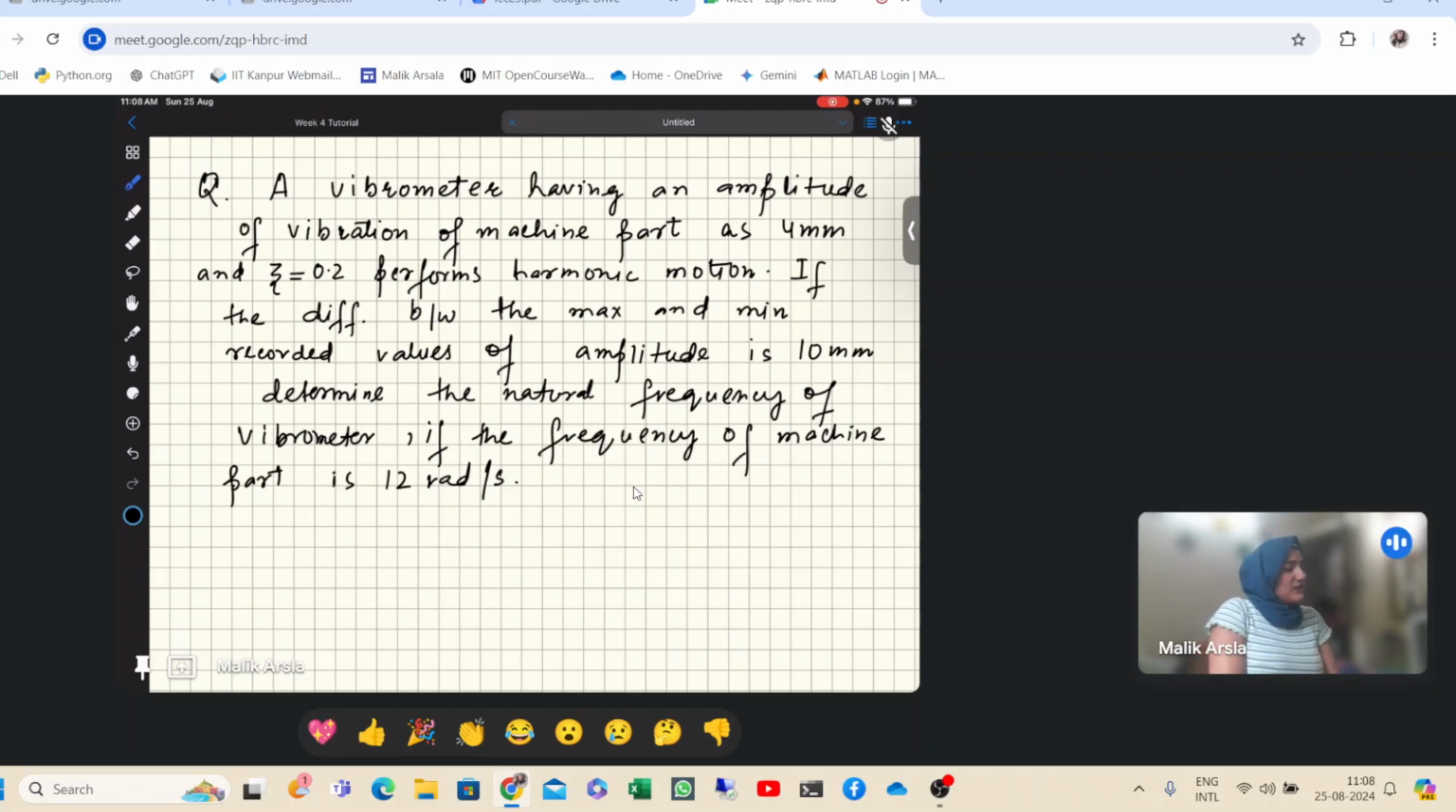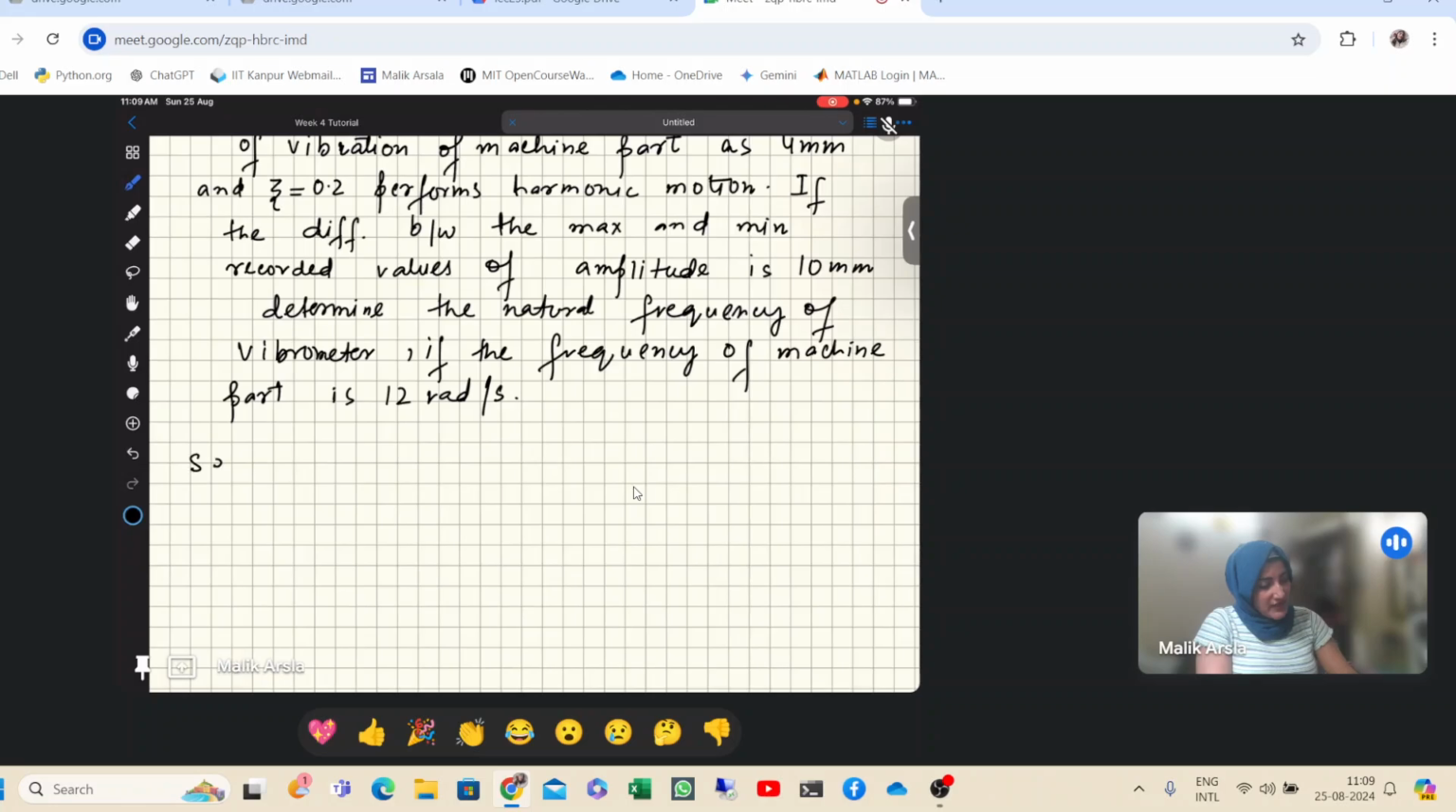So what does the first question say? It says that we have a vibrating machine and on that we have mounted a vibrometer, and the vibrometer is also performing a harmonic motion. The amplitude and zeta are given, and then we have been told the difference between the maximum and minimum recorded values of amplitude is 10 mm.